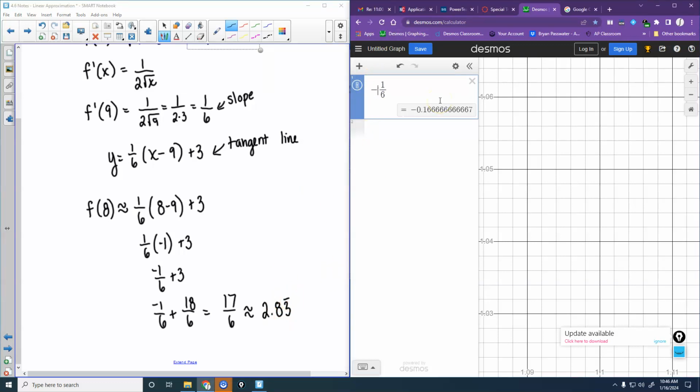Obviously, I'm using a calculator, and the whole thing is supposed to be calculator active, so I'd probably go fractions on this. Yeah, 2.83 repeating. So let's type in square root of 8, see how close it is. 2.828. So very close. Very close approximation for this.